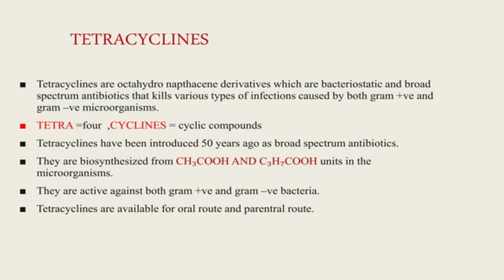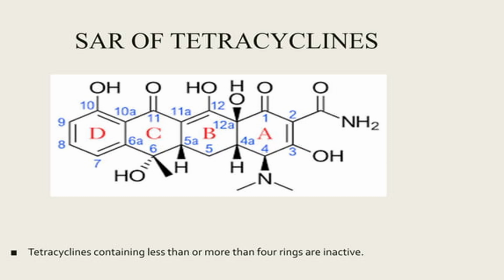Now how are they synthesized? They are basically synthesized from acetic acid and propanoic acid subunits in the microorganism. Basically they are active against both gram positive as well as gram negative bacteria. That's why they are categorized under the class of broad spectrum antibiotics. They are available for oral route as well as parenteral route.